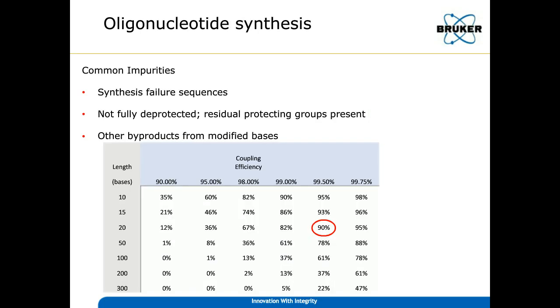Oligonucleotides are produced through an automated solid phase synthesis process that is well established. However, one can encounter various impurities, as seen in this table here, such as sequence failures. For a 20-mer, one can expect 10% sequence failure at 99.5% synthesis coupling efficiency. Other impurities include residual protecting groups and byproducts from modified bases.